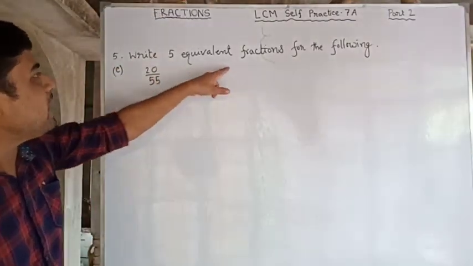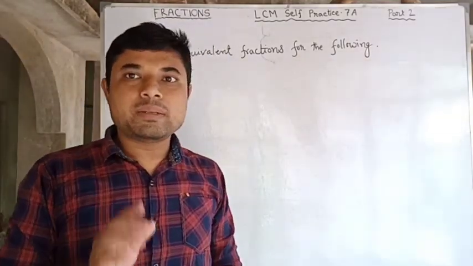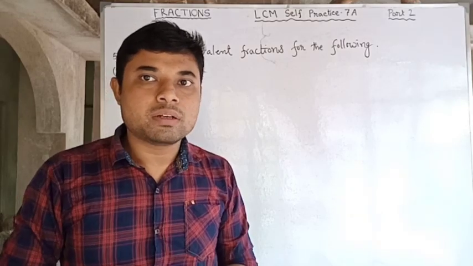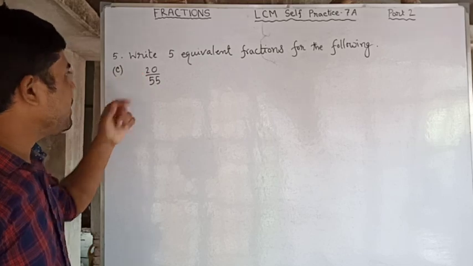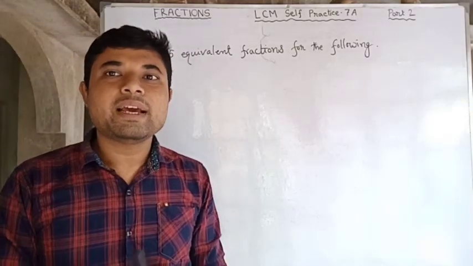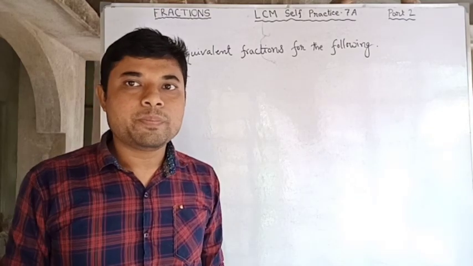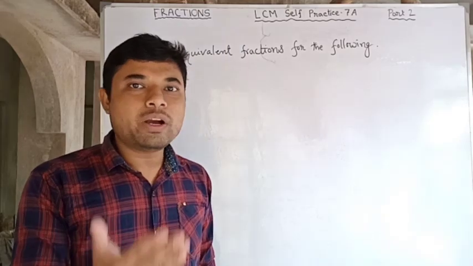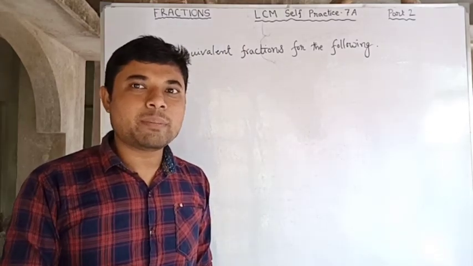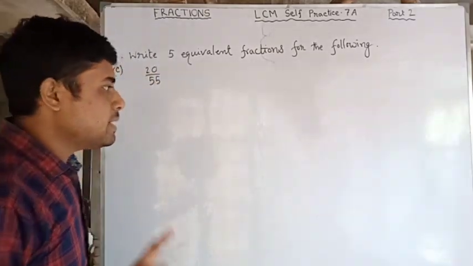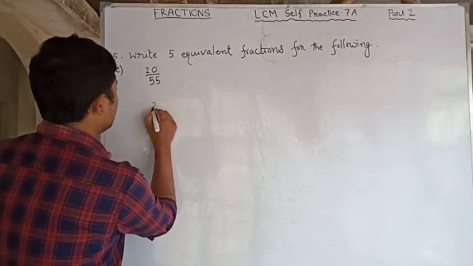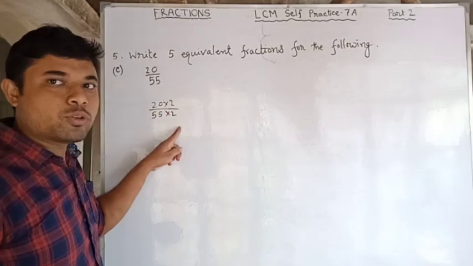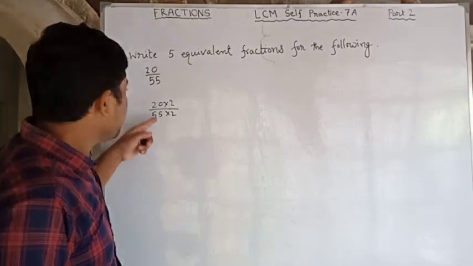Write 5 equivalent fractions for the following. Please remember that you can get so many equivalent fractions of a given fraction. So here what is the given fraction? 20/55. You have to find 5 equivalent fractions. And what have we learned? That to find an equivalent fraction we can multiply or divide the numerator and denominator by the same number. Let's see the method we will use. Look, 20 and 55. You can multiply both numerator and denominator by 2, by the same number, so it becomes an equivalent fraction.